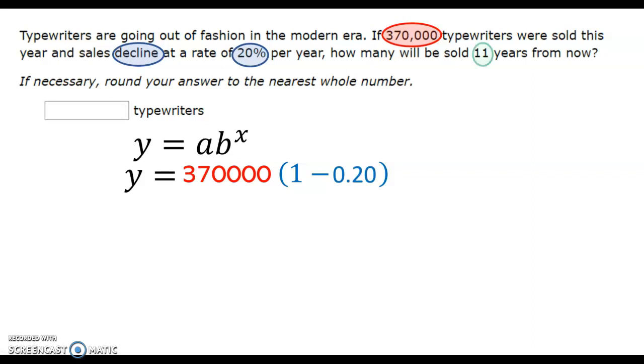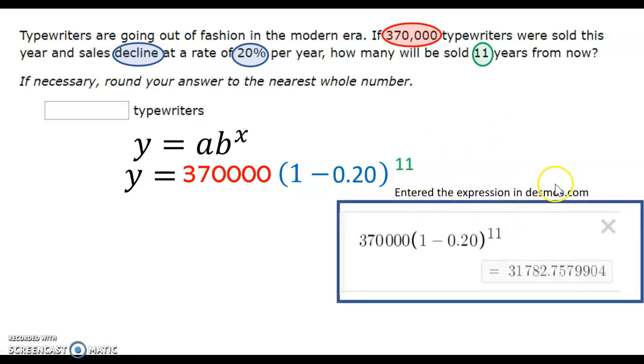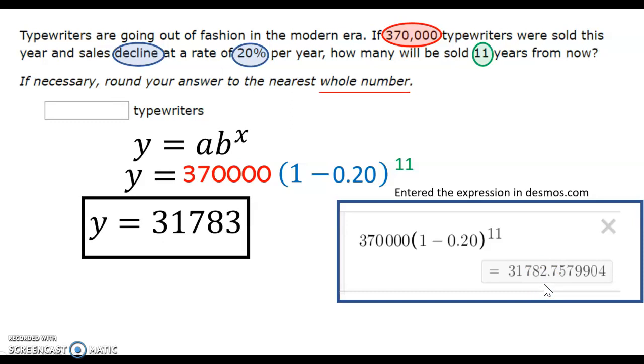And then finally, we plug in our time. The time that has elapsed is 11 years. We enter the expression into decimals, and this is what you will get for your answer. Be very careful to recognize that the question asks, round your answer to the nearest whole number. The whole number is the number immediately in front of the decimal. Therefore, I look at the number behind the decimal, which is 7, and this lets me know that the 2 needs to round up to a 3. The final answer comes out to be 31,783 typewriters.